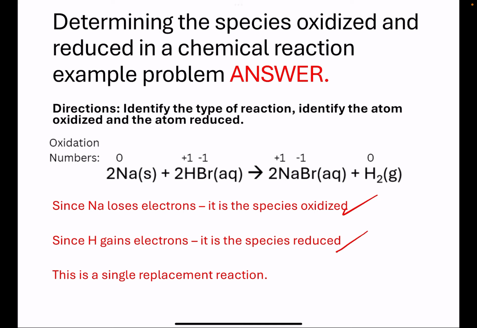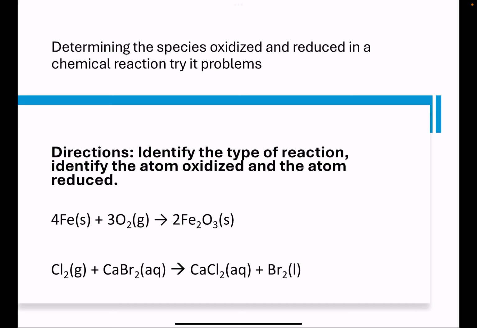So sodium gain single replacement, the charges work out. Okay. Direction: identify the type of reaction, identify the element and the atom reduced for each of those. So I'll give a pause. Pause this if you don't want to answer, and then work on your own. So this one is going to be our synthesis reaction, because they go from X and Y to XY, chemically bonding together.